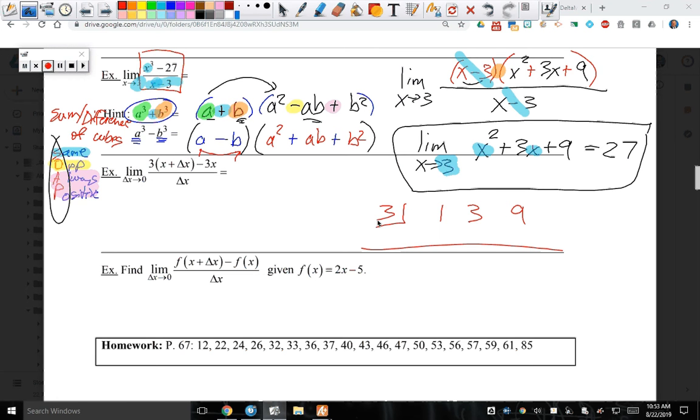Synthetic substitution. Listen. Synthetic substitution is different from synthetic division in why you do it. With synthetic division, you're trying to see, is x equals 3 a factor of this entire polynomial? That's synthetic division. What I'm doing right now is just synthetic substitution.